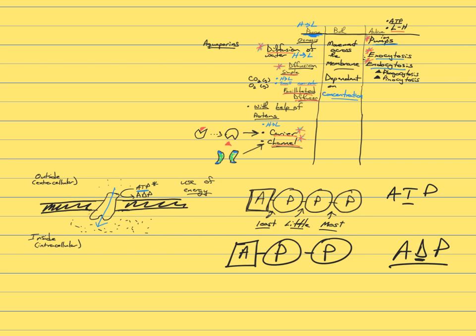And you're able to move, in this case, things from low to high. So when you see ATP going to ADP, that energy is being released so that you can make that change in that protein.